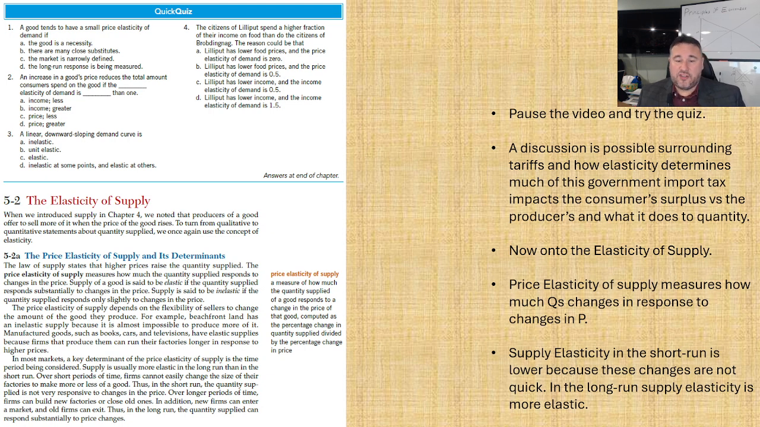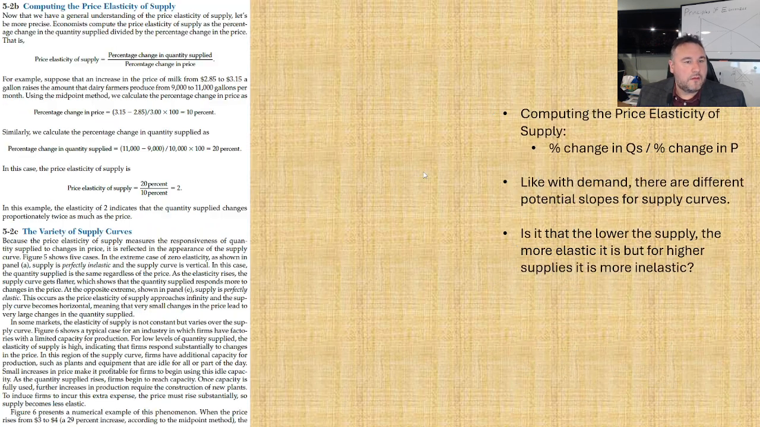Supply elasticity in the short run is lower because things can't change that quickly. It's harder to shut down or spin up a factory in the short run, but in the long run, it is more elastic. So again here, price elasticity of supply is the percentage change in quantity supplied over the percentage change in price.